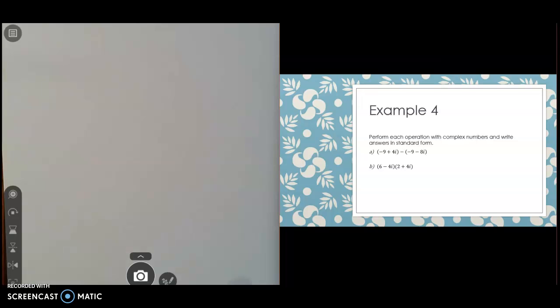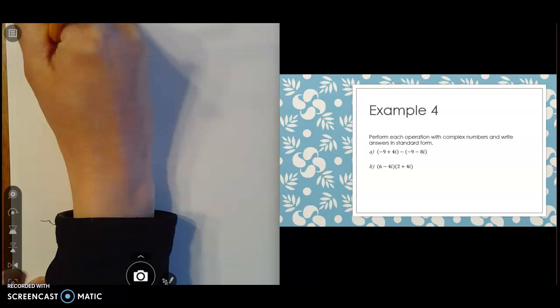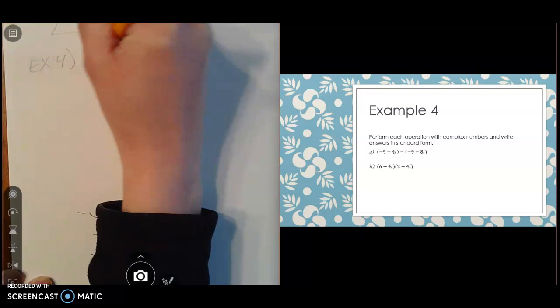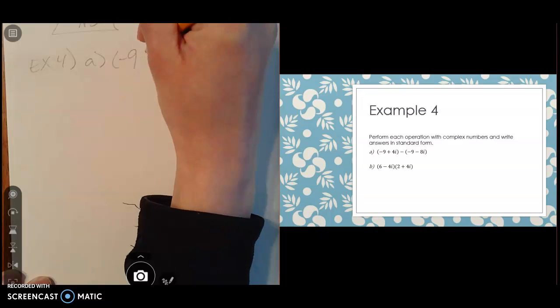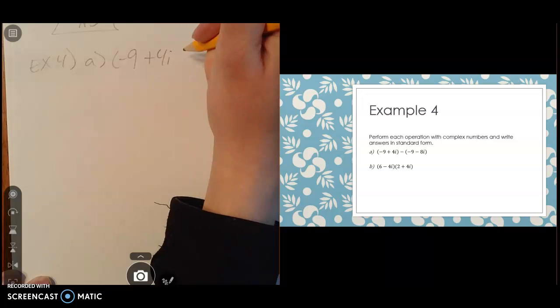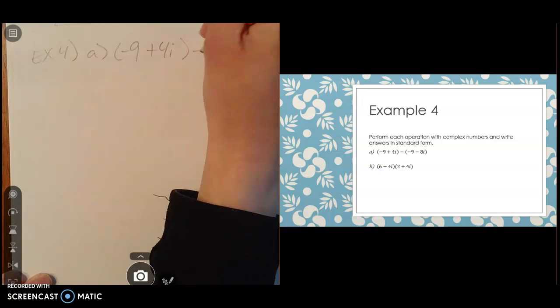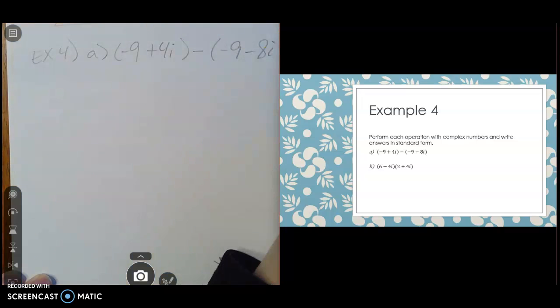Alright, so let's just practice a few operations. My first one for you is in example 4, part A. We're going to subtract a little bit. We're going to have -9 plus 4i. So you'll notice we have a real part and an imaginary part. That's a complex number. Minus, we've got -9 minus 8i. So another one with real and imaginary numbers.